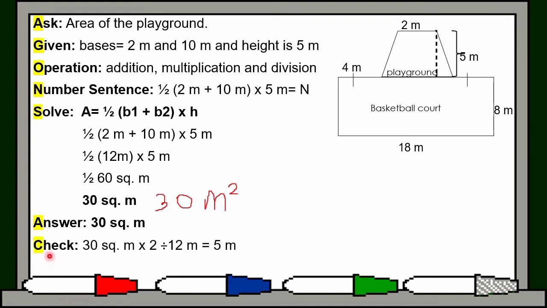And the last one is check. So, 30 square meter times 2 is equals to 60 square meter, divided by 12 meters is equals to 5 meters. So, ang nakuha natin ay yung 5 meters, which is the height of our playground. Therefore, our answer is correct.